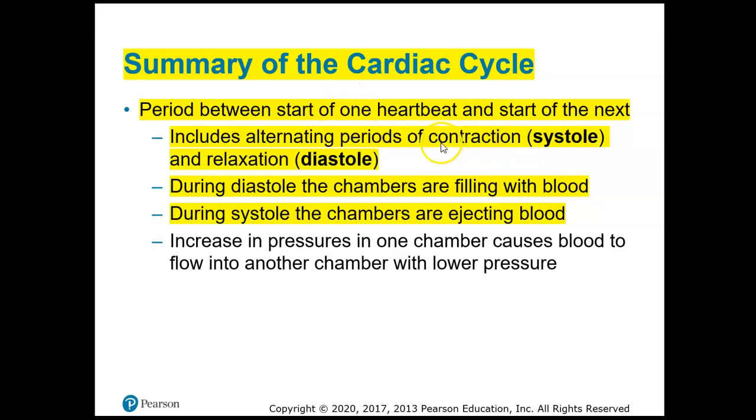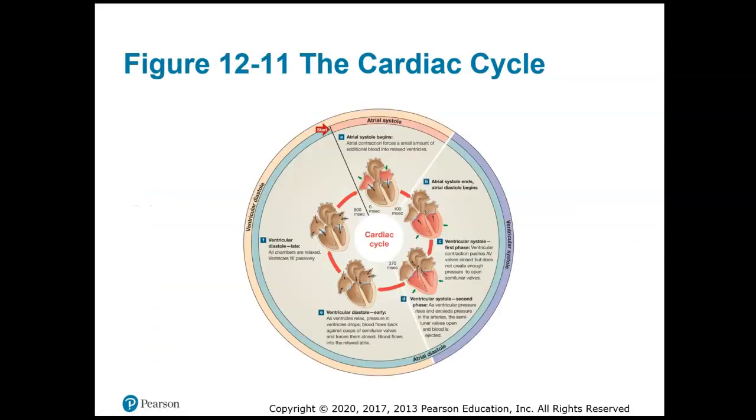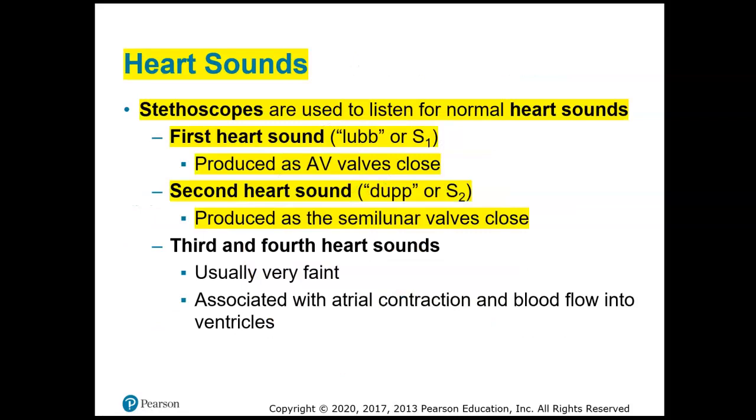So the contraction phases are referred to as systole. The relaxation phases are referred to as diastole. So just remember, contraction is systole, relaxation is diastole. So during diastole, the chambers of the heart are filling with blood. They're relaxed and filling up with blood. During systole, the chambers of the heart are pumping blood or ejecting blood. So that's not everything that you need to know about the cardiac cycle, but it's a pretty good summary.